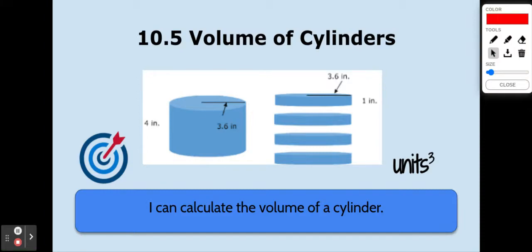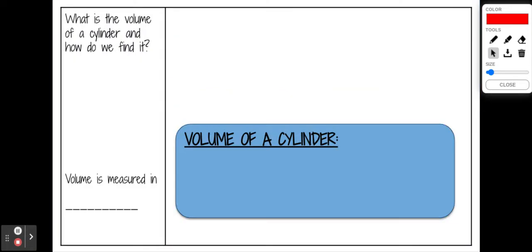The goal today is to be able to calculate the volume of a cylinder. Be sure that you have your notes open to lesson 10.5 and that you have a calculator and something to write with. Let's see if we can answer the question on the left. What is the volume of a cylinder and how do we find it?